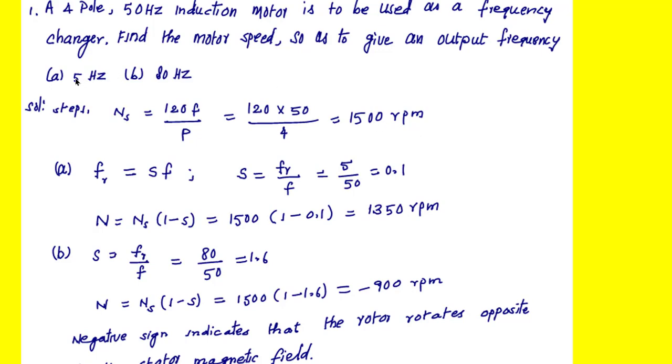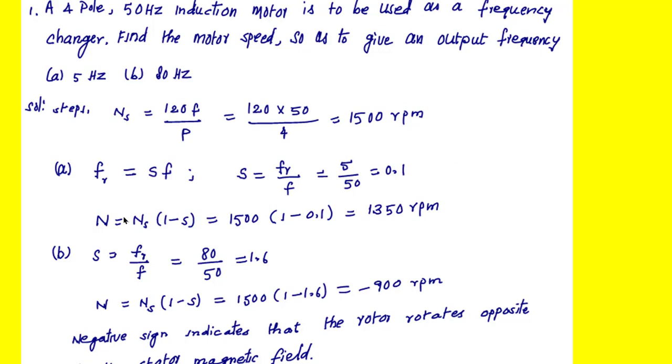Now the first part is when the output frequency, meaning rotor induced EMF frequency, is 5 Hz. What is the rotor speed? That is also called motor speed. To calculate that motor speed, first of all we have to calculate what is the slip corresponding to this frequency of induced EMF in the rotor. That is rotor frequency Fr is equal to S into F. So from this we can calculate S is equal to Fr by F. Fr is 5 Hz because it is given, divided by F. F is the supply frequency, 50 Hz. So we get the slip is 0.1.